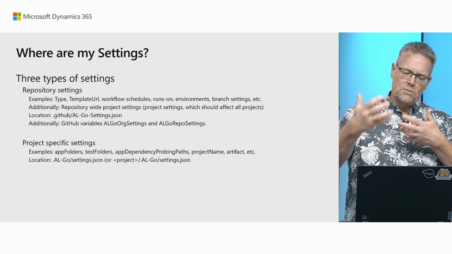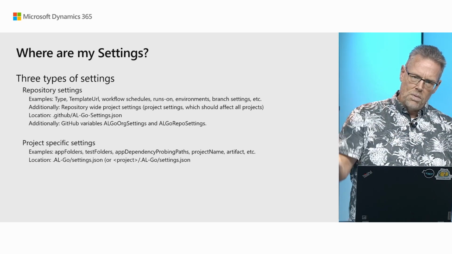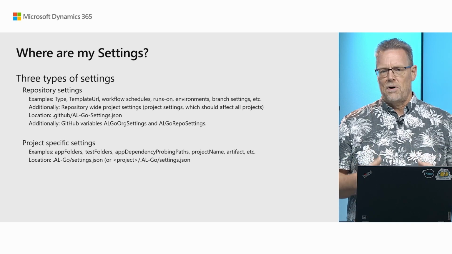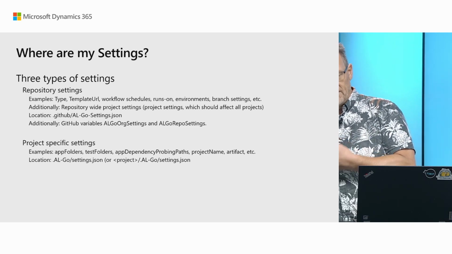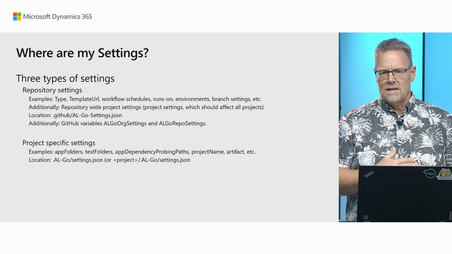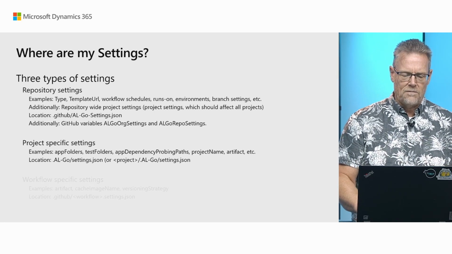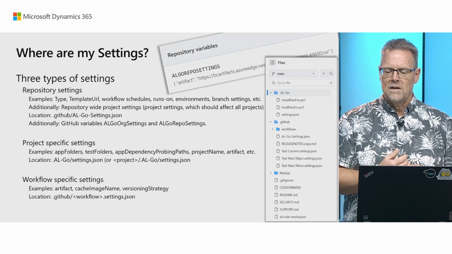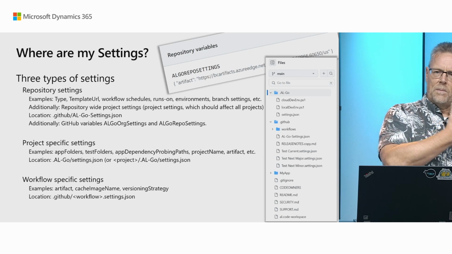So the repository is the global settings. The project is the individual project. You don't have any settings per app per se. You have the app.json where you can specify stuff, but that's not ALGO settings, that's app-specific stuff. You do also have workflow-specific settings. The workflow-specific settings are also on the repository level.